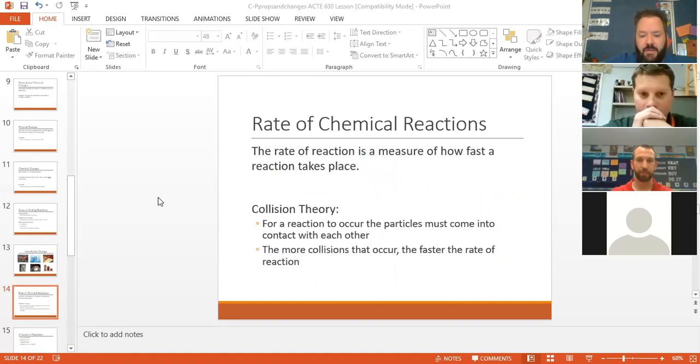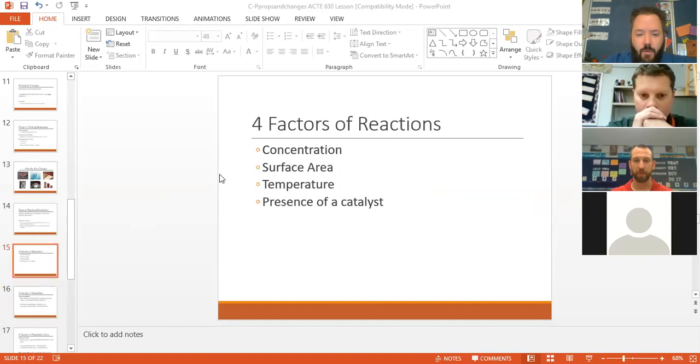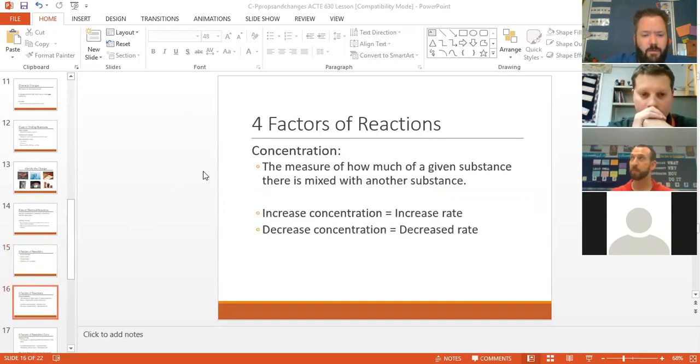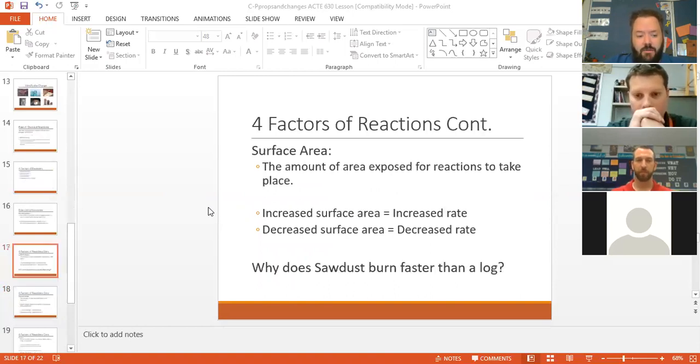Okay, so for a reaction to take place, you have to have the particles come into contact with each other. So what we're going to look at is there's 4 factors that allow that to happen. I'm going to go through these pretty quick. So the 4 factors are concentration, surface area, temperature, and the presence of a catalyst. Okay, and we'll hit on these real quick. So as far as concentration goes, it's how much of the substance you have. So if you have a really big or high concentration, you're probably going to have a lot faster rate of reaction. As far as a low concentration, it's going to be much less.